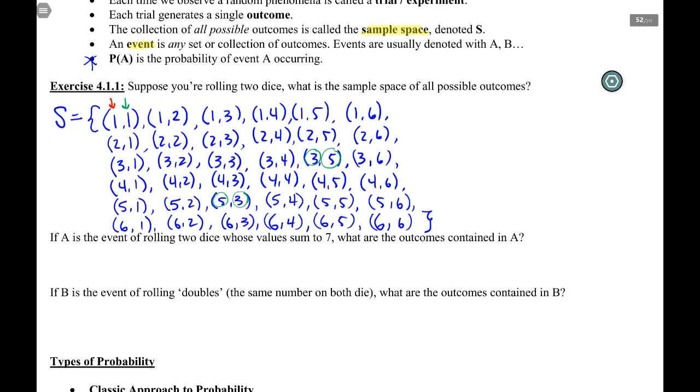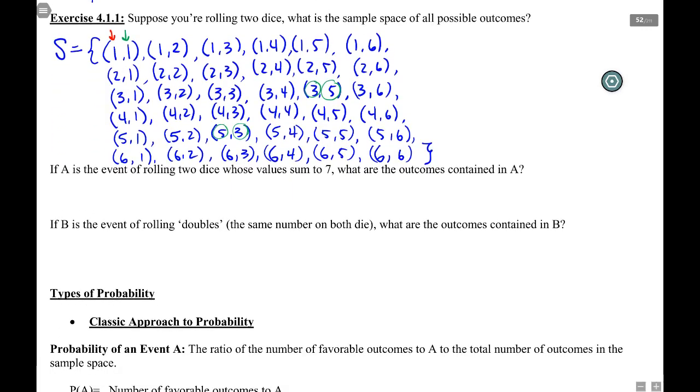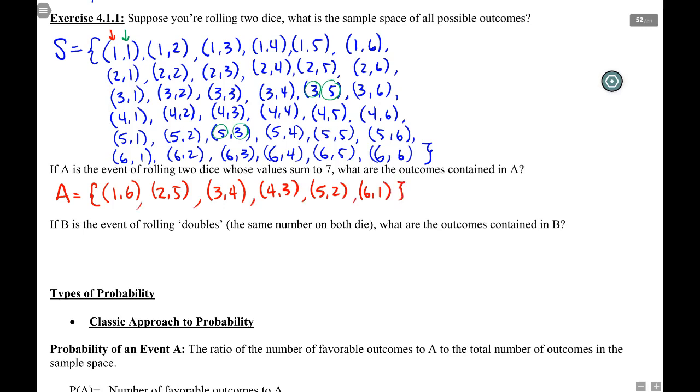All right, so if we want to keep going and start talking about some events, we can define our events. So event A is the event of rolling 2 dice that sum to 7. So now we're going, okay, well, what are dice that sum to 7? 1 and 6, 2 and 5, 3 and 4. And all of these could happen the other way as well. There are 2 ways because there are 2 dice that each of these could happen. So 4, 3, 5, 2, and 6, 1. Those are all the ways that we could roll a 7. We can actually see all of those along this diagonal here.